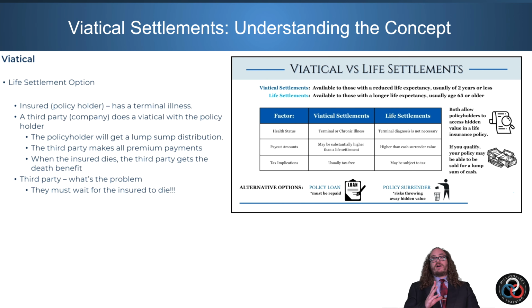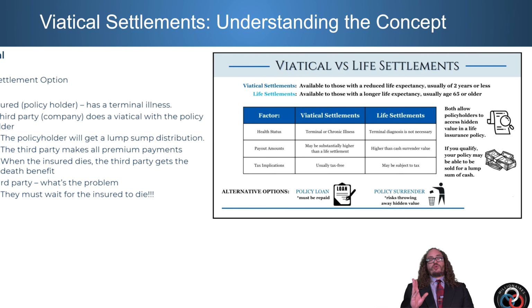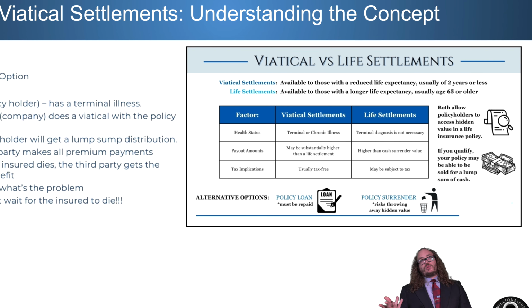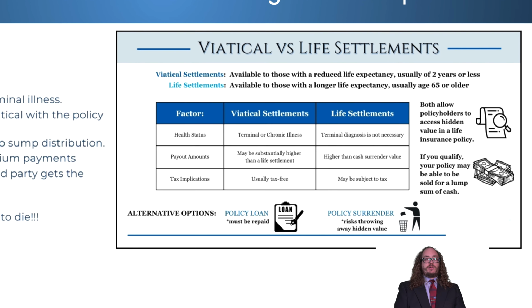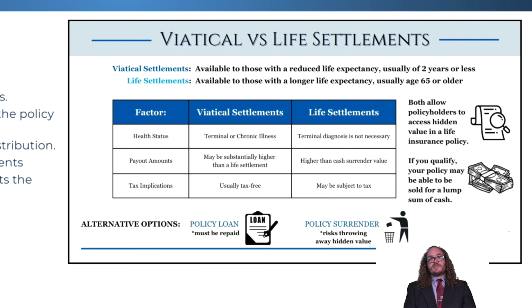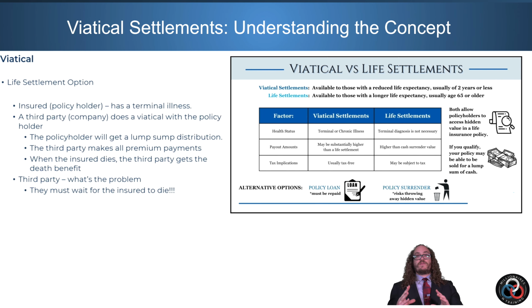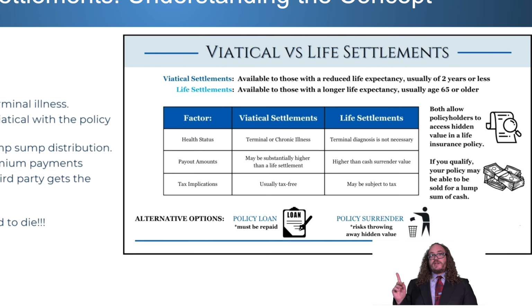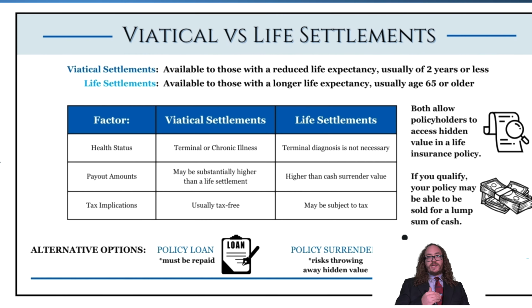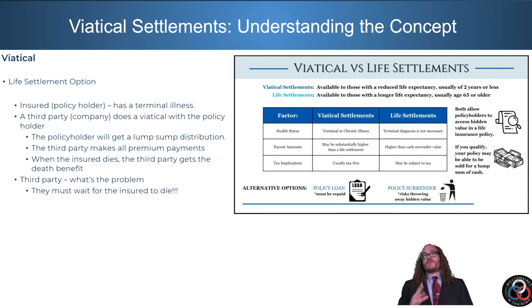So let's talk about a viatical settlement, which is a life settlement option. These are traditionally something that the insured, who is also the policyholder, does on their insurance policy when and if they have a terminal illness. So what happens is a third party or an insurance company or another type of company comes in to do a viatical with the policyholder. In return, the policyholder gets a lump sum distribution of money so that for the last days of their life on this earth, they can spend it however they want to.